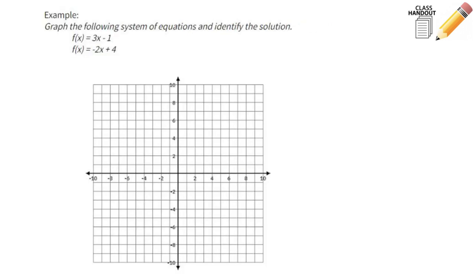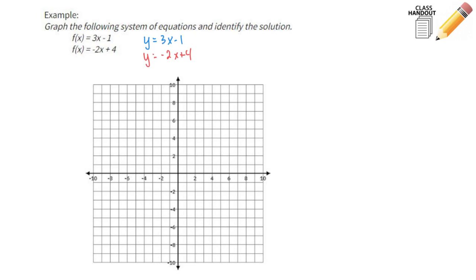All right, so it says to graph the following systems of equations and identify the solution. We have f of x equals 3x minus 1 and f of x equals negative 2x plus 4. First of all, remember that when we have f of x, that's the same thing as saying y equals. So if you prefer, you can rewrite it like this. To graph these systems of equations, we're going to graph each line separately, and we're going to see where they cross.